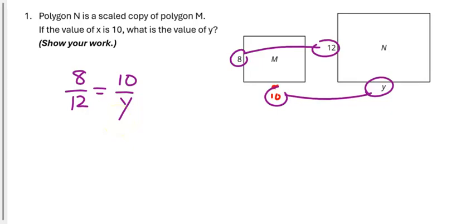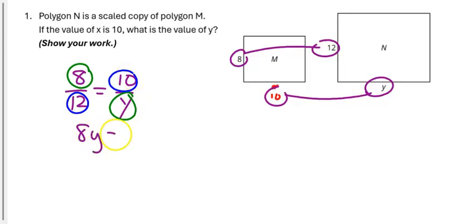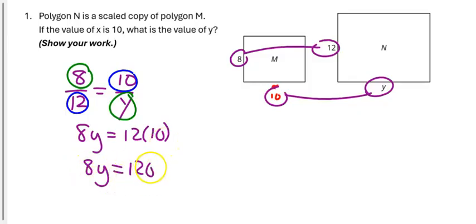And then we started doing proportions back in August. So solving a proportion, we would cross multiply. So we would take 8 times y and 12 times 10. So 8y would equal 120. Divide both sides by 8 to undo the multiplication problem. And y is 15.